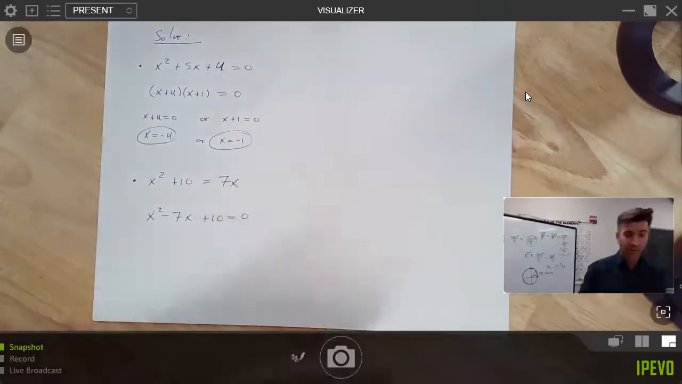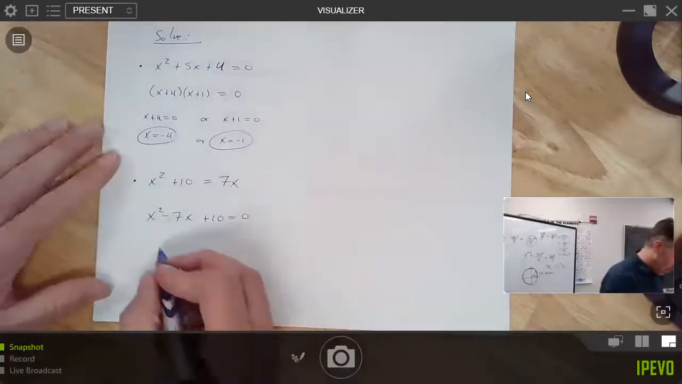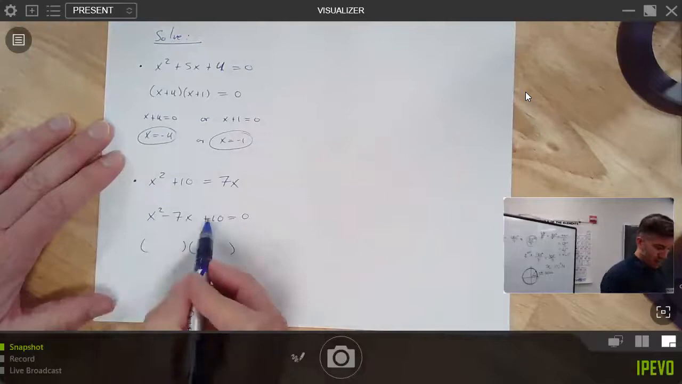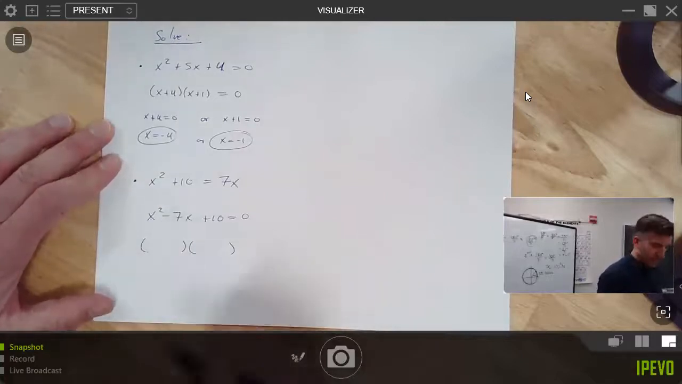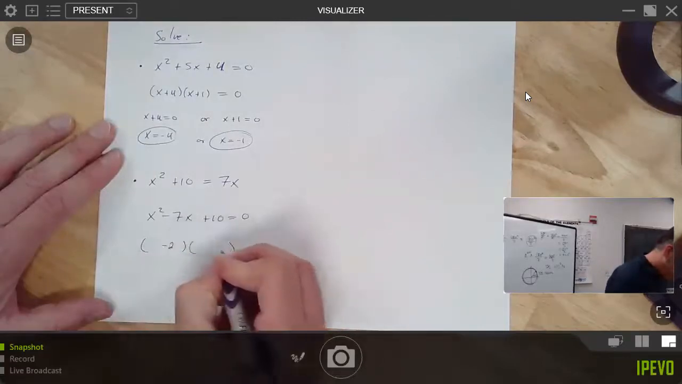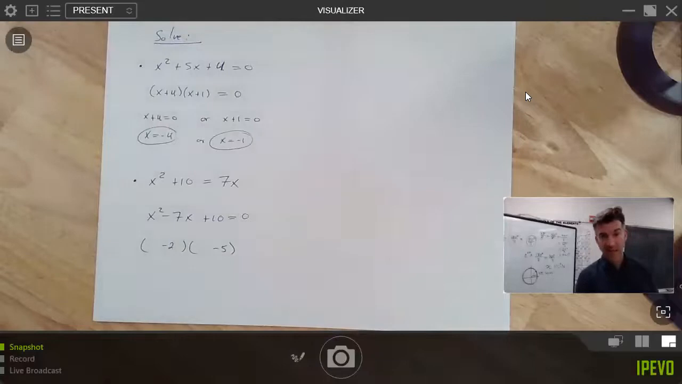I want to write x squared minus 7x plus 10 equal to 0. I don't want to write x squared plus 10 minus 7x equals 0. That would be silly. And then we factor. I'm looking for things that multiply to 1 times 10, which is 10, and add up to -7. Well, there's really only one choice: -2 and -5. Those are the numbers that multiply to +10 and add up to -7.